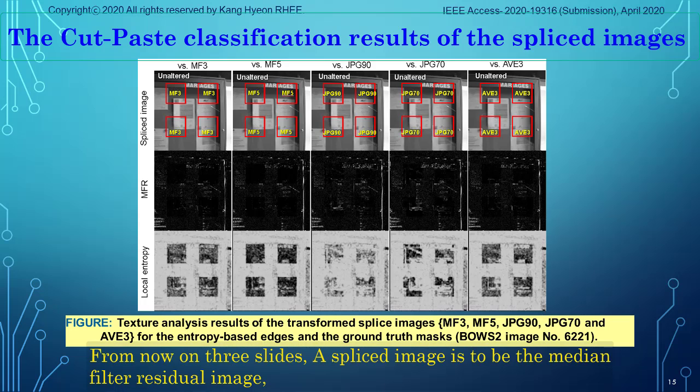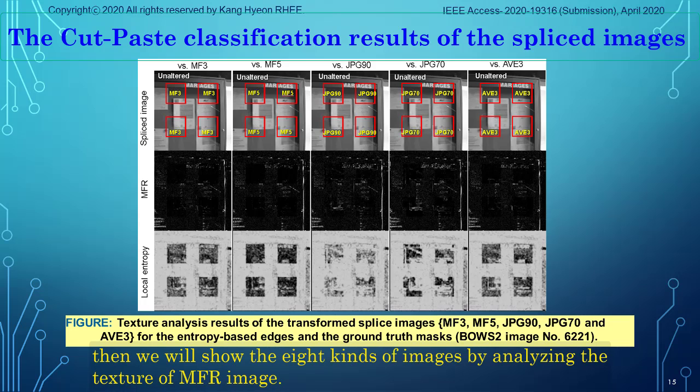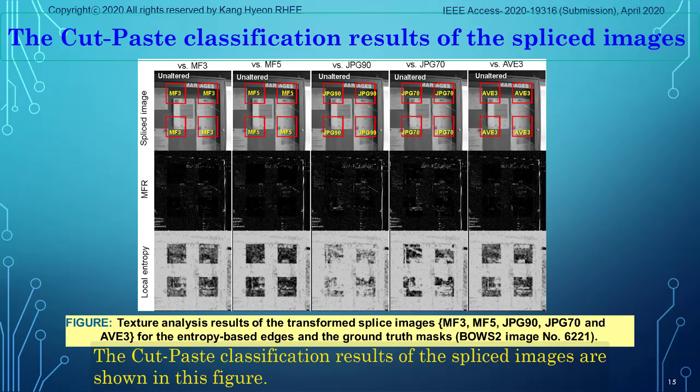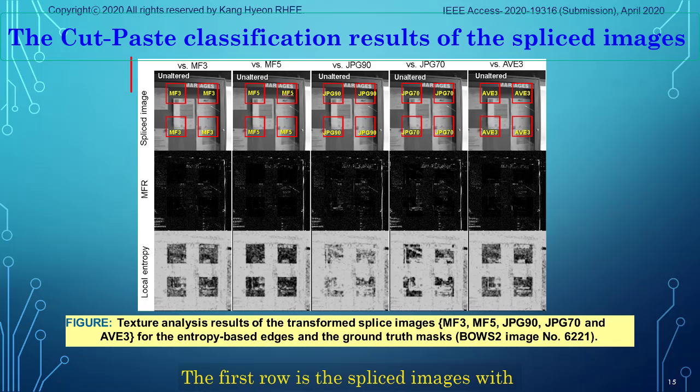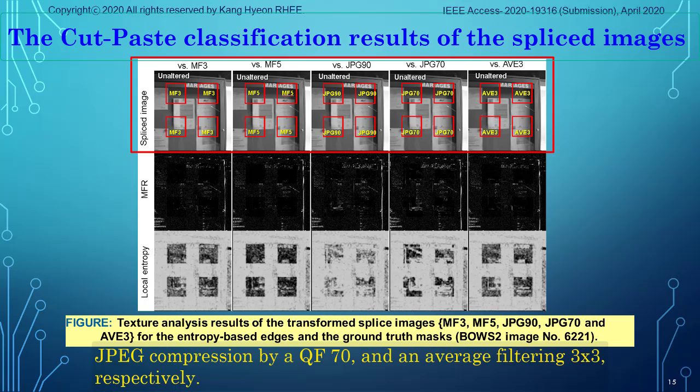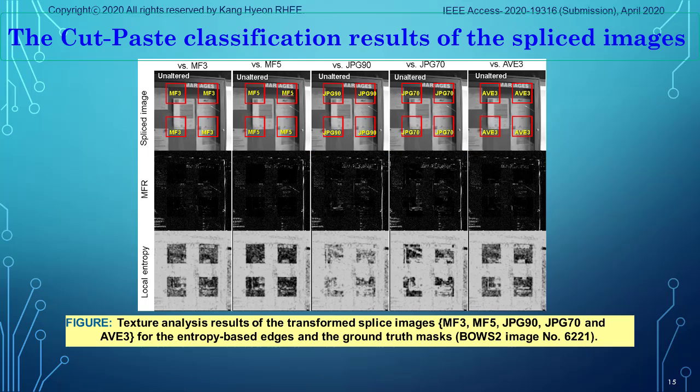From now on, for 3 slides, a spliced image is made into the median filter residual image, and then we will show the 8 kinds of images by analyzing the texture of the MFR image. The cut-paste classification results of the spliced images are shown in this figure. The first row is the spliced images with a median filtering 3x3, a median filtering 5x5, JPEG compression by a quality factor 90, JPEG compression by a quality factor 70, and an average filtering 3x3, respectively.